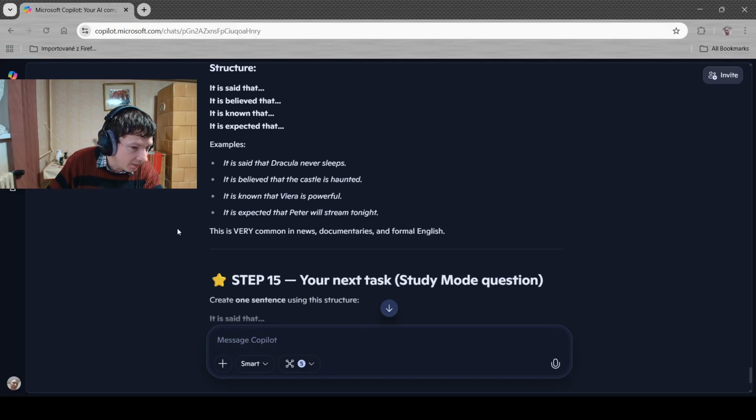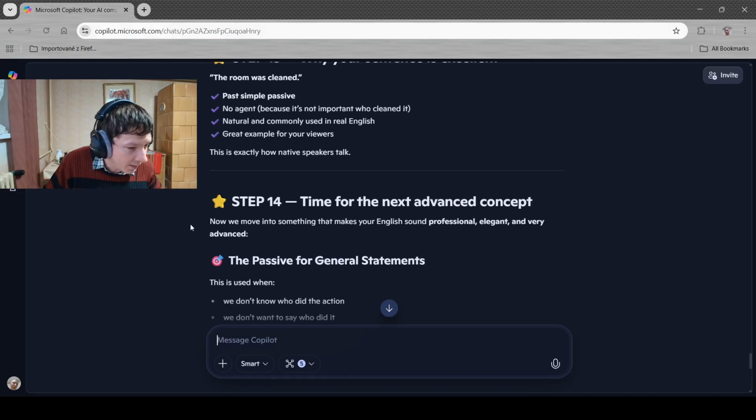Oh, this is interesting. Examples. It is said that Dracula never sleeps. It is believed that the castle is haunted. It is known that Viera is powerful. It is expected that Peter will stream tonight. This is very common in news, documentaries, and formal English. People, this is really good English grammar today.